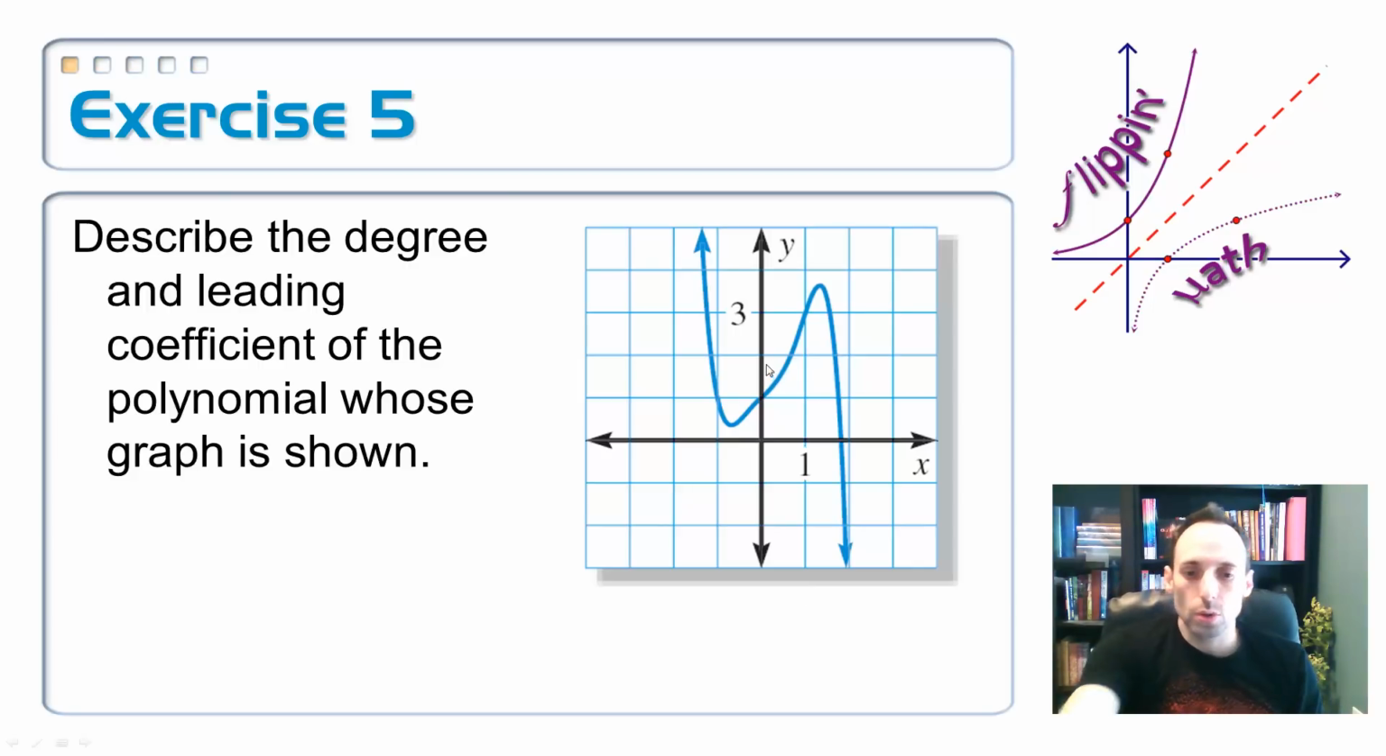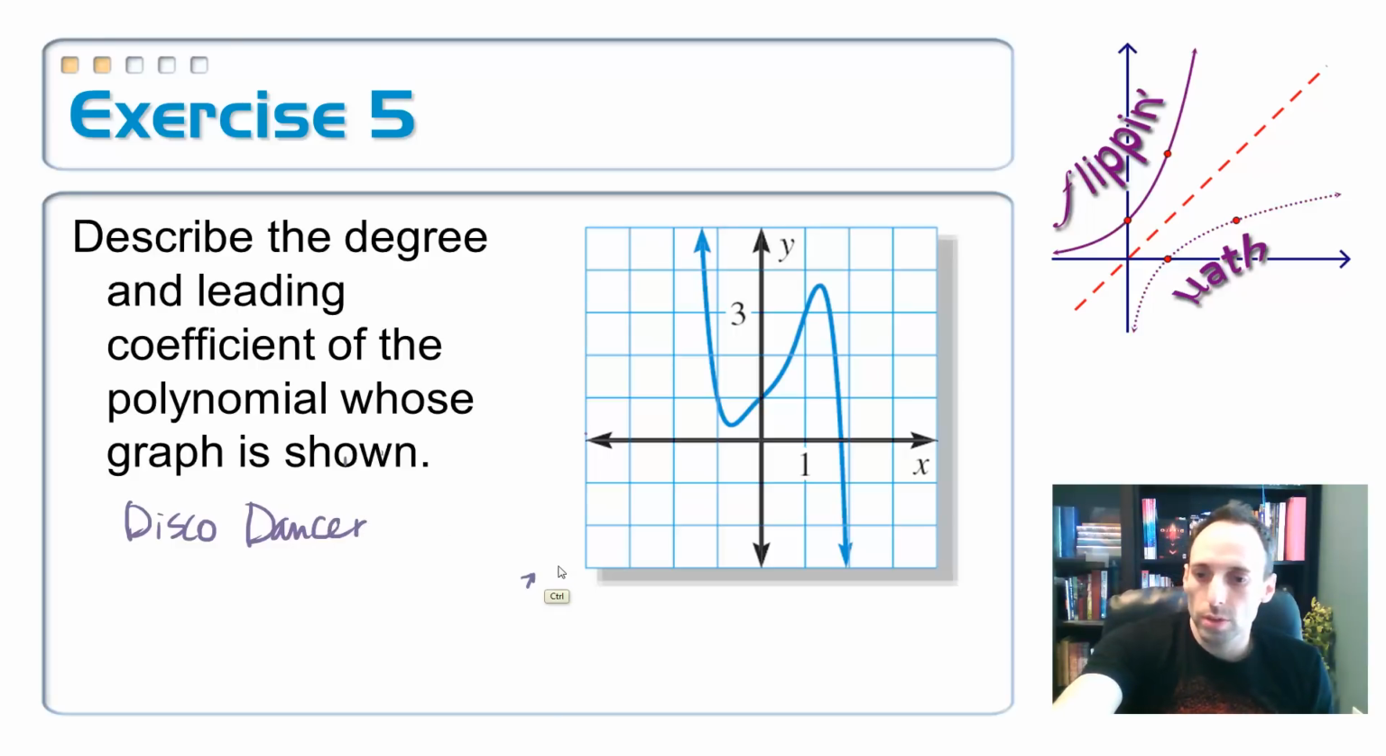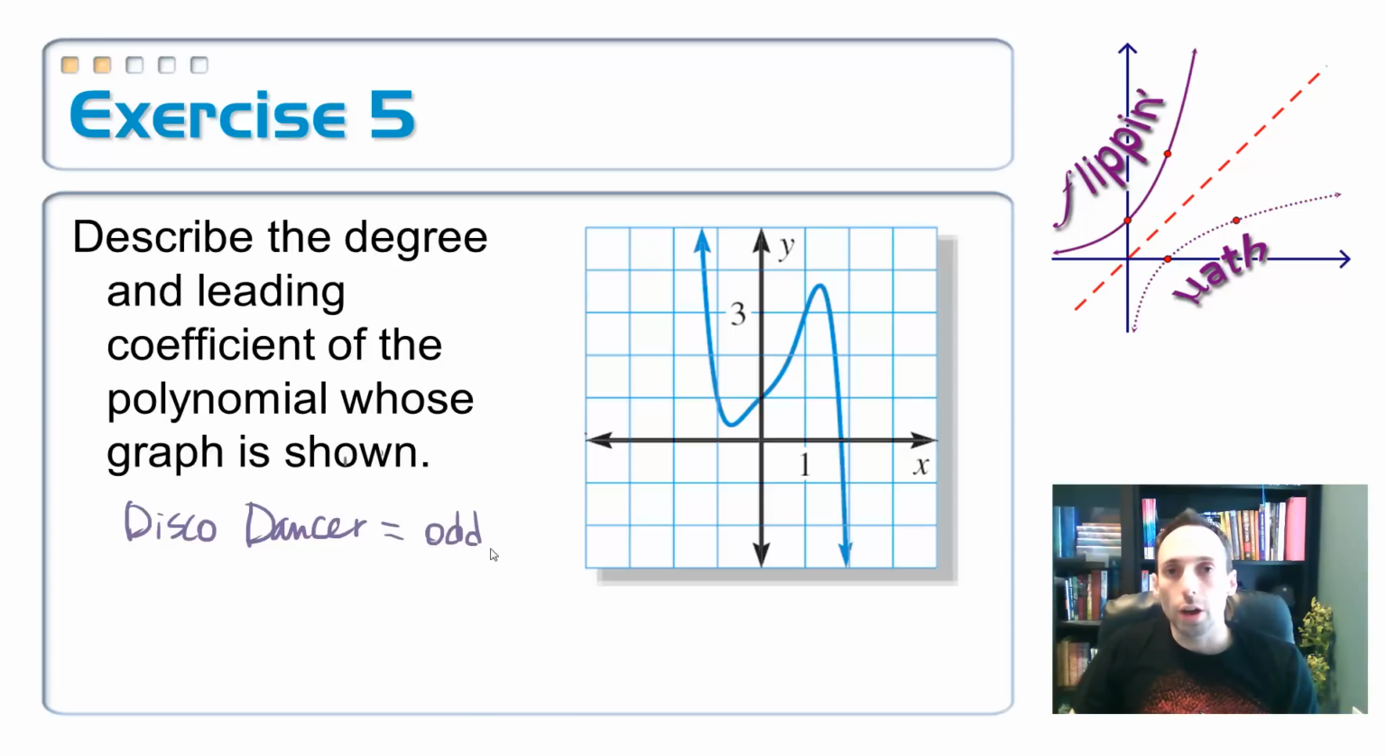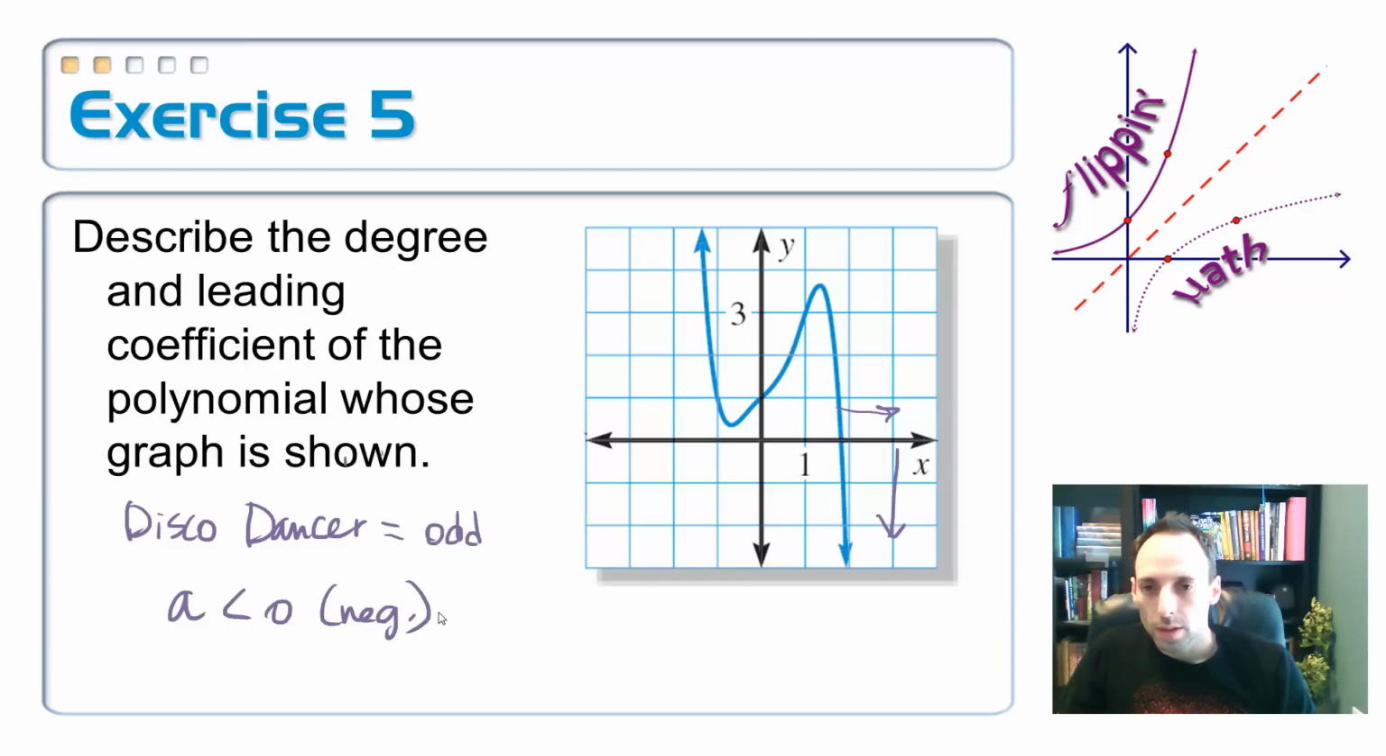Okay, so since we have a disco dancer here, what does that mean? If I have a disco dancer, it means that I have an odd function. So my degree is odd. If I picture this as a line, does it have a positive slope or a negative slope? Well, as x is going to positive infinity, f of x is going to negative infinity, and that's negative. So my a value is less than 0. It's negative. Not too bad, right?